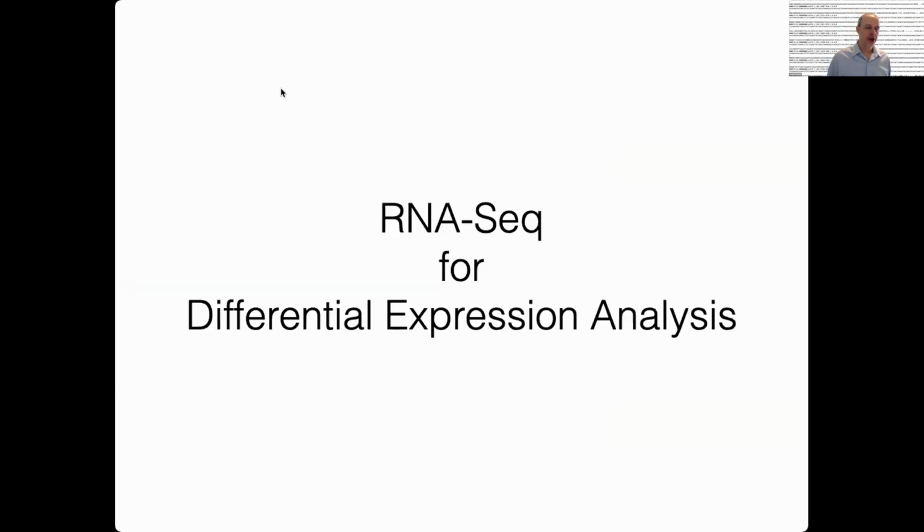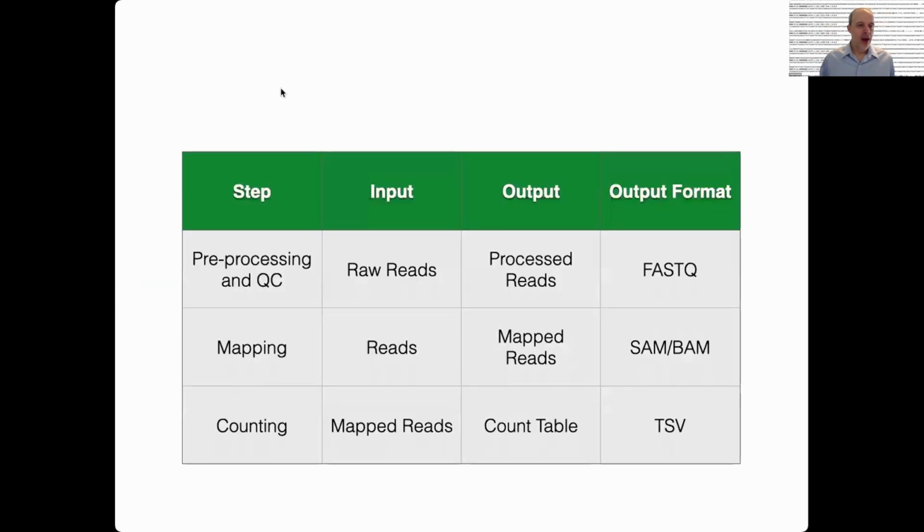Okay, so let's talk about real RNA-seq data. So this is an outline of the steps that we're going to go through today for processing the raw data into that table of counts. Here's a sort of summary of the input and output. And then each of these steps actually has its own file format, and we're going to be looking at those.